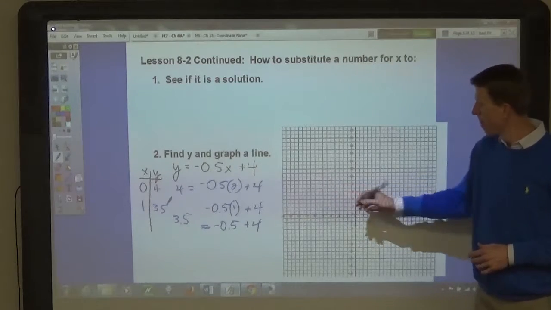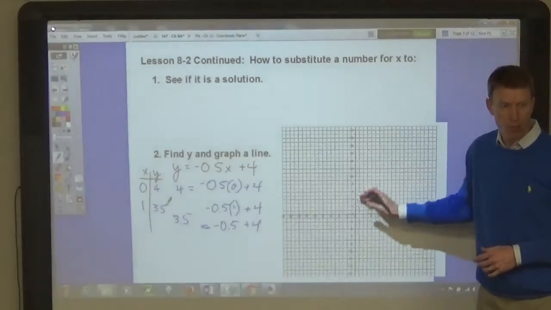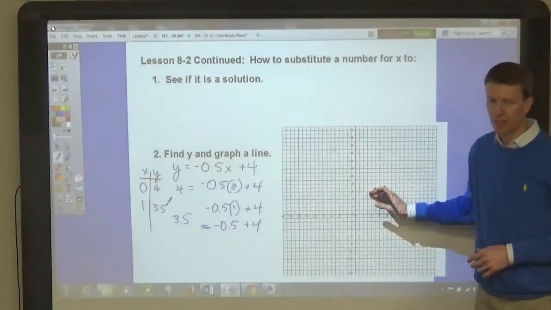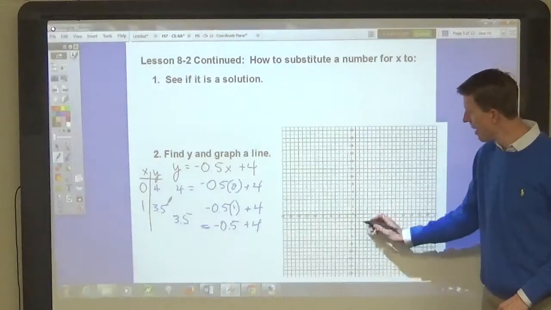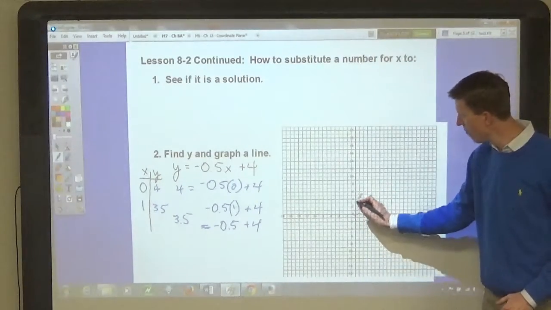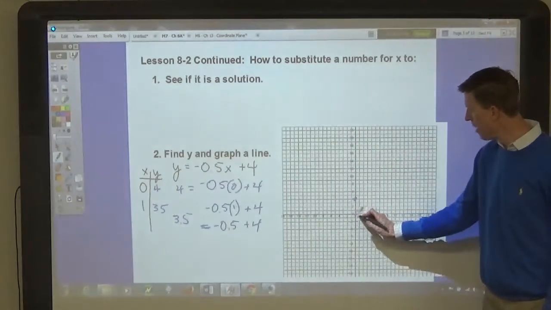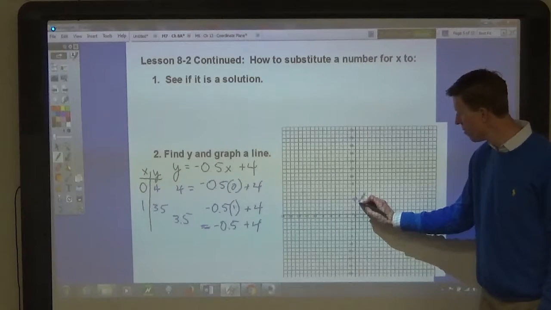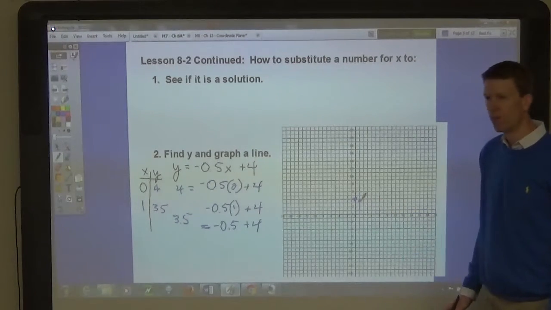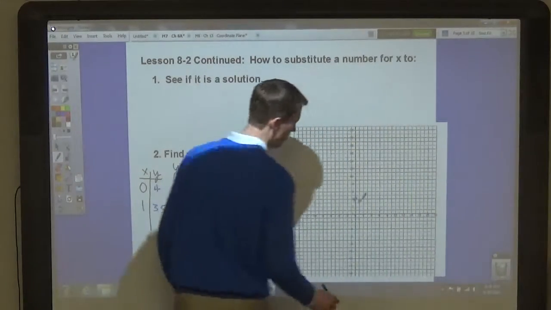Now, we've got 2 points and we can graph it. And we can draw a line if we have 2 points. Okay? You really only need 2 points in order to draw a line. So we've got 0, comma 4 up here. And then 1, 3.5. So it's in between 4 and 3. And then you can draw that line. Yep. That's a tiny line.